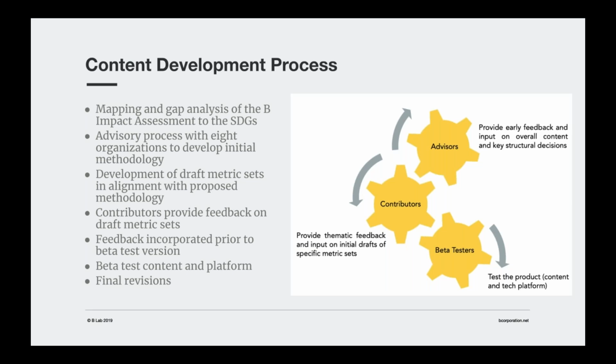In addition to that mapping and gap analysis process, we also engaged a group of high-level advisor organizations to help provide input into the overall structure of the tool to make sure it's meaningful and rigorous and credible. And then with that advice and the development of the overall structure and methodology, we've been able to develop some draft metric sets that we've had internal feedback and iteration on with the UNGC, and are now excited to be able to share with you all for your feedback. With that feedback, we will in turn develop a new iteration and a new set of drafts that will be built into our beta testing process later this year before final revisions.